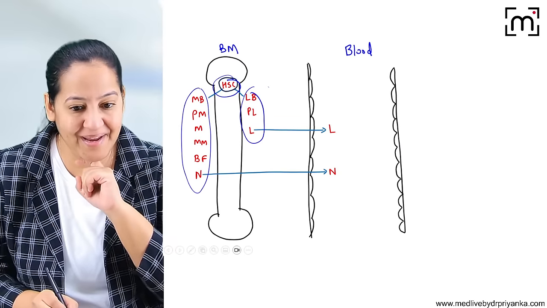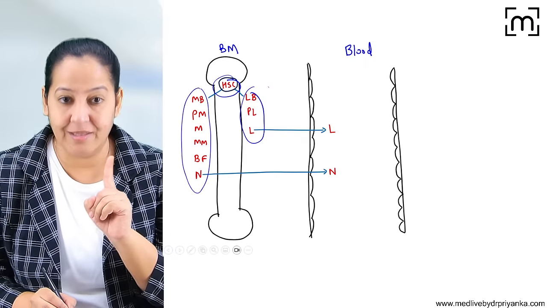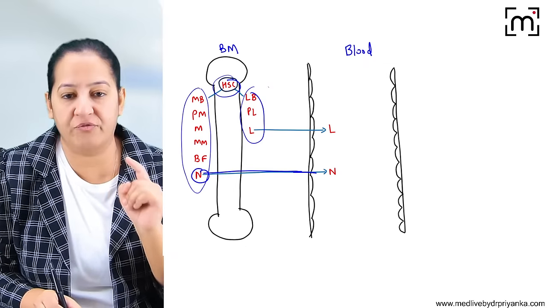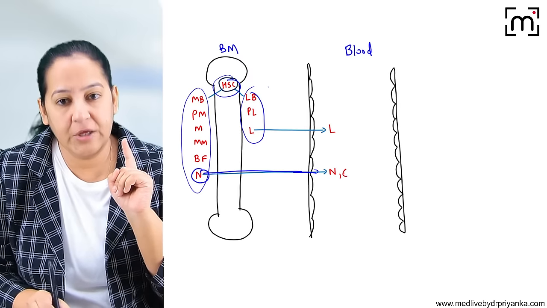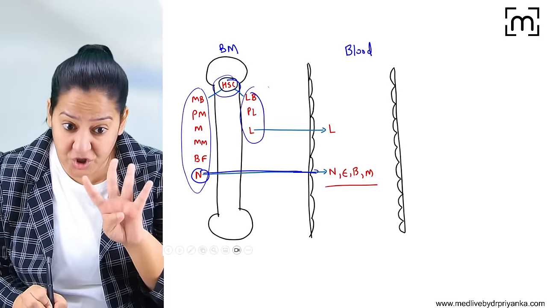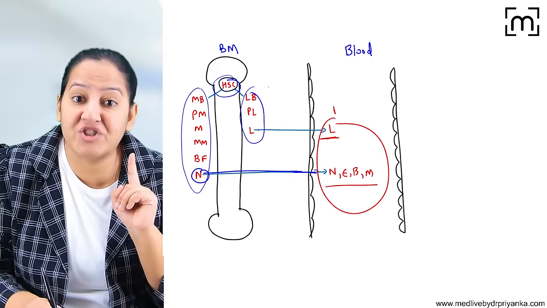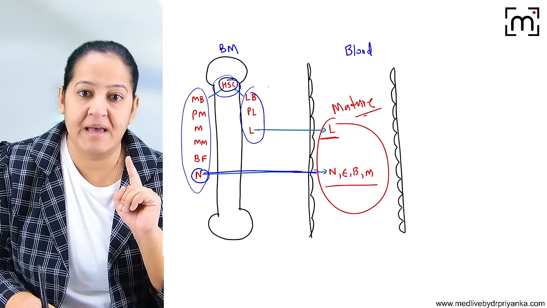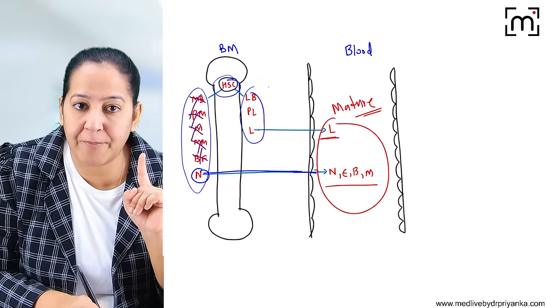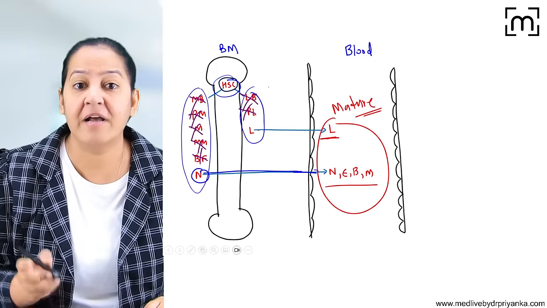But in my blood, who is coming? Only the mature versions. The immature versions do not come in the blood. Only the mature forms. So from here, neutrophils are coming. Along with neutrophils, neutrophil, eosinophil, basophil, monocyte, I will consider all. They all are coming, but the mature forms. And from here, lymphocytes are coming. My point is that these are the mature cells. I mean to say, please understand, immature forms are not present in blood, but they are present in bone marrow.